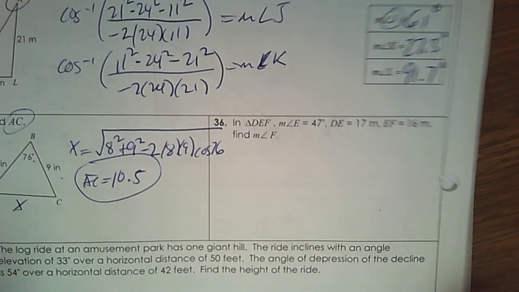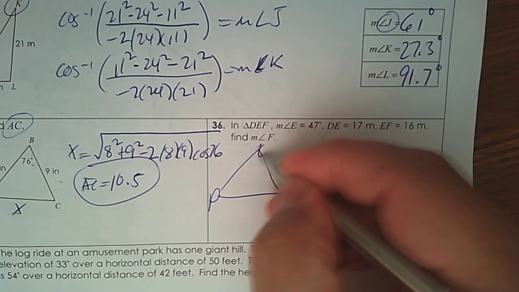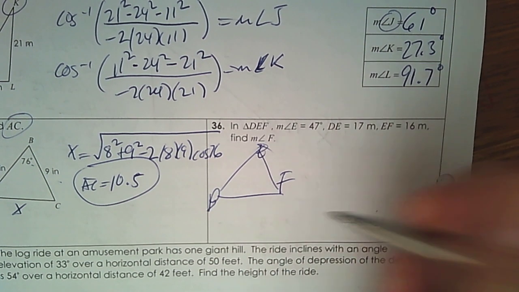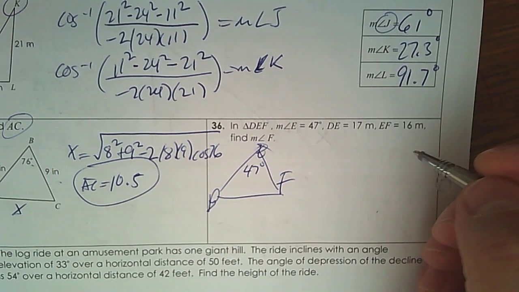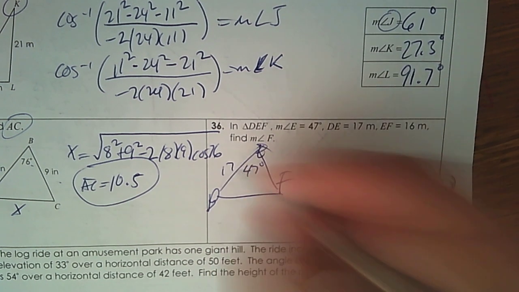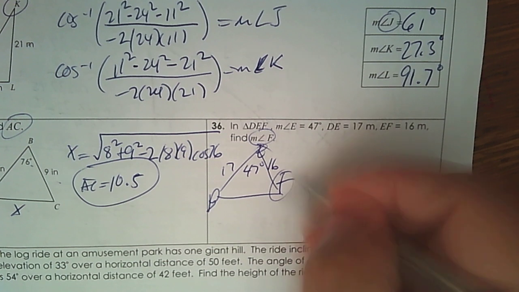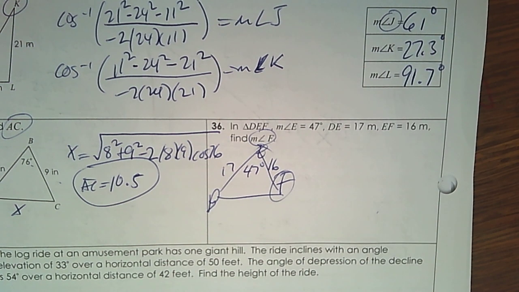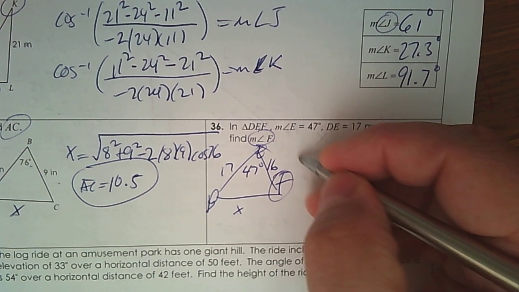Number 36. In triangle DEF, angle E is 47. DE is 17. EF is 16. And then find angle F. Now, to find a missing angle using law of cosines, you need to know all three sides first. So I have to solve for that first.